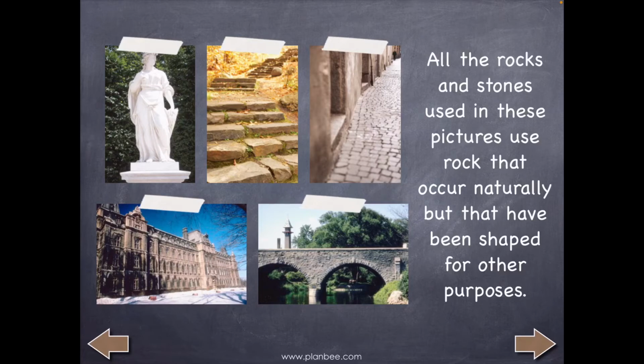So the rocks in these pictures are naturally occurring rocks. The statue is made from marble, which is a metamorphic rock. And the old buildings and steps and the bridge are made from limestone. Limestone was very commonly used in the past to make buildings. All the rocks and stones used in these pictures are rock that occur naturally, but that have been shaped for other purposes.